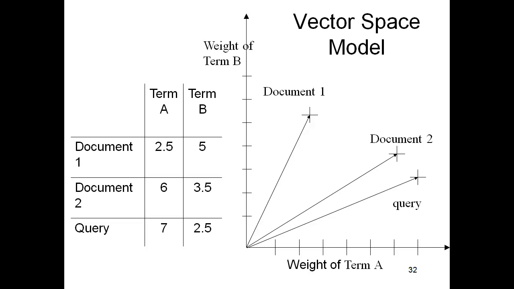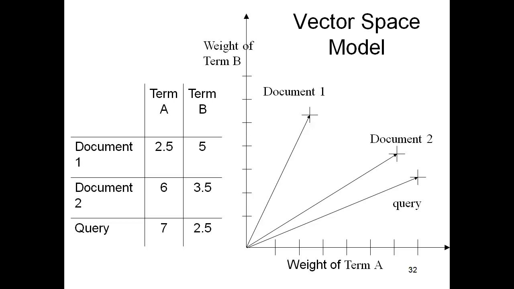Now we have one term A, and the weight will be marked here. We'll have to calculate the weight based on one of the formulas that we studied last class, including maybe IDF, TF, and length. Okay, here we have the weight of term A in document 2. What is the weight of term B in document 2? That's here. And then here is the data point. Same for document 1. And the same for my query.